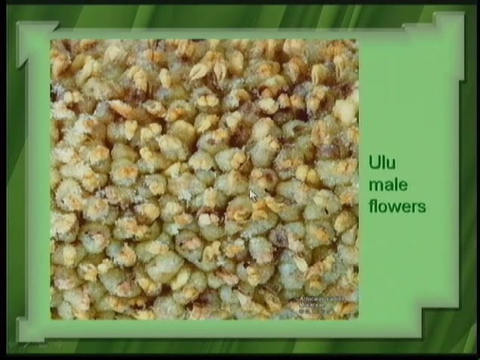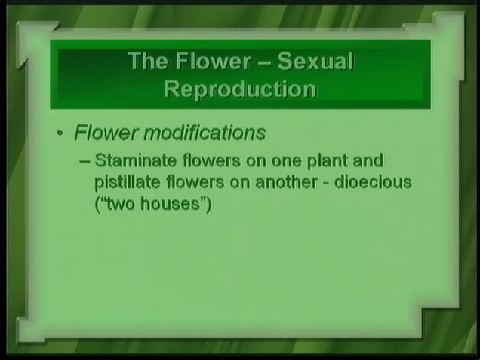You have male inflorescences with male flowers, and female inflorescences with female flowers, on the same plant. Male flowers and female flowers on the same plant, that's called monoecious, male and female in one house. Now if we go back to the slides, we can see another kind of modification.